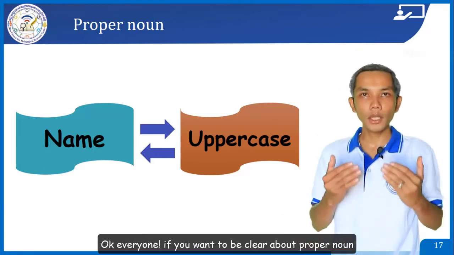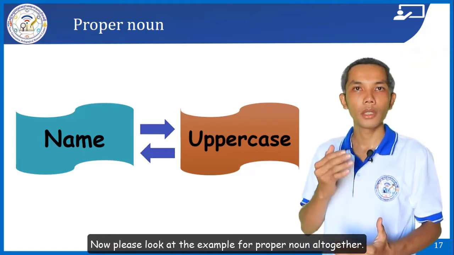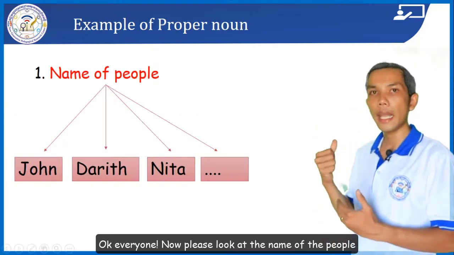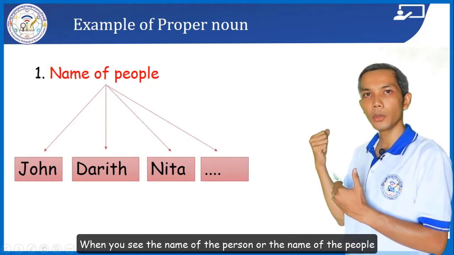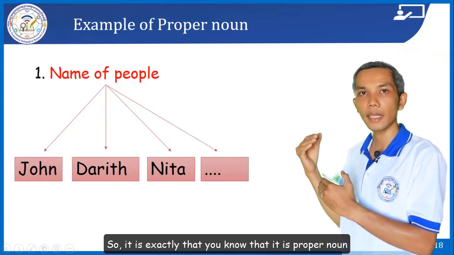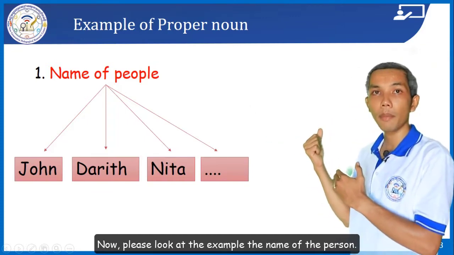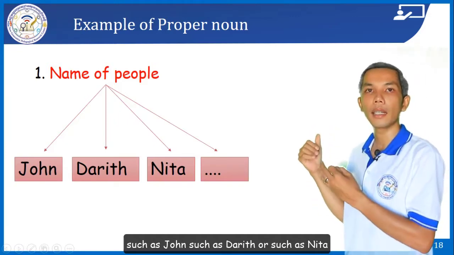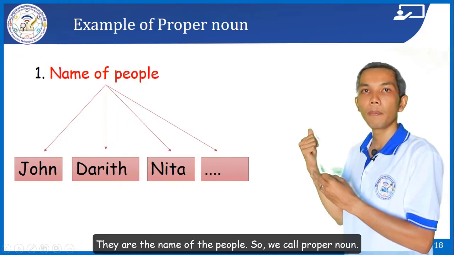Okay, everyone, if you want to be clear about proper noun, now please look at the examples for proper noun altogether. Now please look at the name of the people or the name of the persons. When you see the name of the person, you know that it is proper noun. For example, the name of the person, such as John, Darit, or Nita. They are the names of people, so we call them proper nouns.